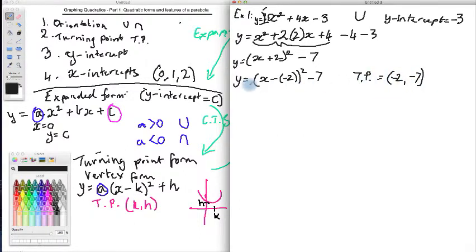Now we've only got one thing to do. We've got to find the x-intercepts. We found the orientation, the turning point, the y-intercept. Now let's find the x-intercepts. And there could be either 0, 1, or 2 of those.